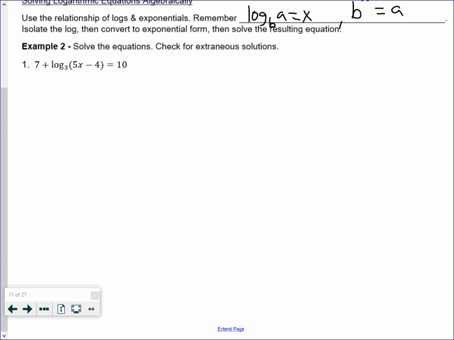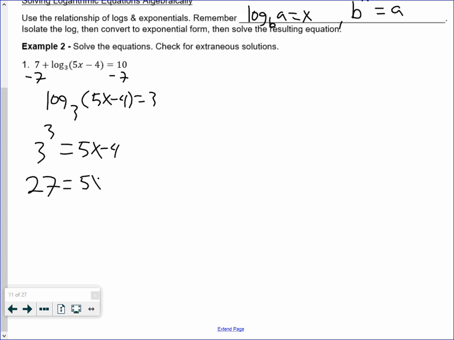So on number one, what we're going to do is isolate the log. So we're going to minus 7 on both sides to give us log base 3 of 5x minus 4 equals 3. Then we're going to change it from a log to an exponential. So it becomes 3 to the third equals 5x minus 4. So we get 27 equals 5x minus 4. Then we add 4 to give us 31 equals 5x. And then divide by 5 to give us x equals 31 divided by 5. And that'll be our answer for number 1.